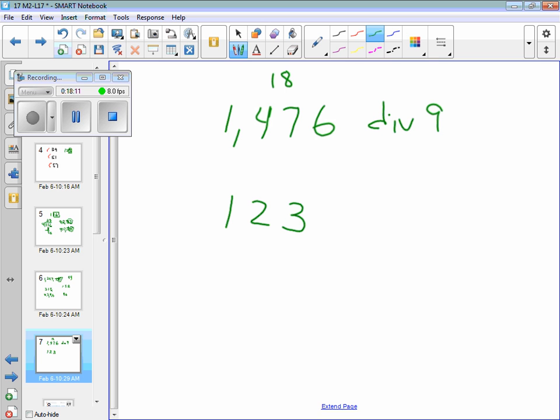Will 3 work? You add up all the digits, what do you get? 3 can go into 6. However, 9 cannot go into 6. So it works for 3, doesn't work for 9. Question? I thought I saw half a hand. We're good? The rule for 10 is easy.